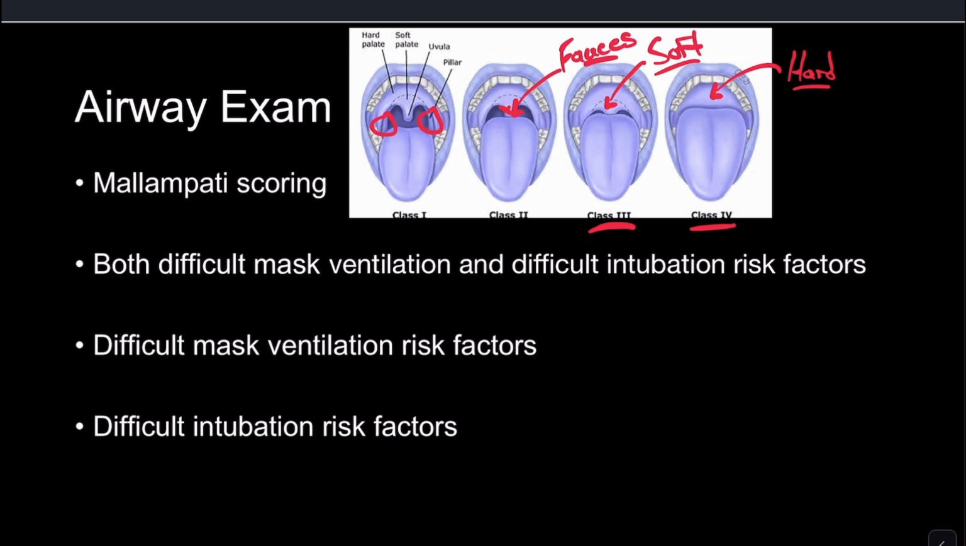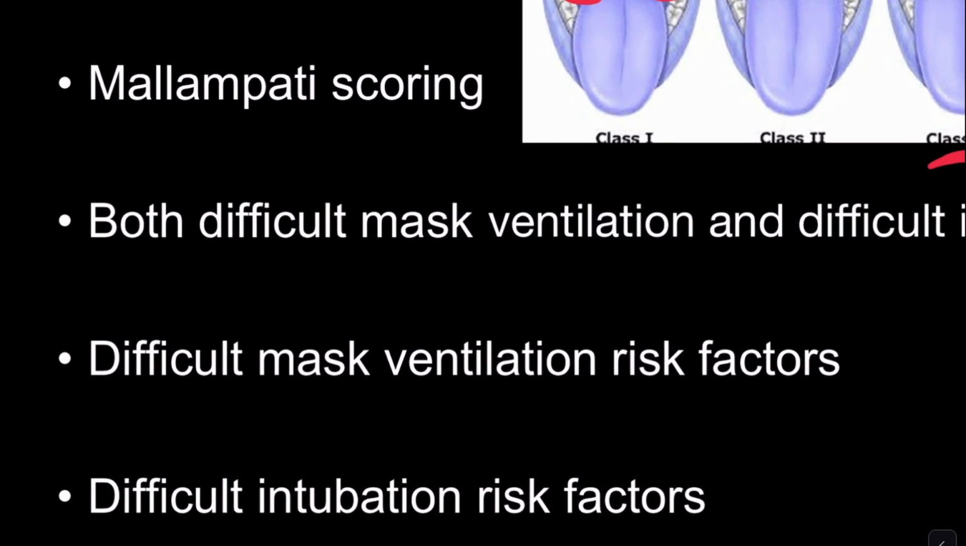It's important that there's not really one of these exam findings that is incredibly sensitive or specific for difficult mask ventilation, for difficult intubation. So you really have to use them collectively. And then when you do an exam and you identify multiple of these risk factors, then that has a much higher sensitivity and specificity for identifying a challenging airway. So we'll start off with risk factors for both difficult mask ventilation and for difficult intubation.